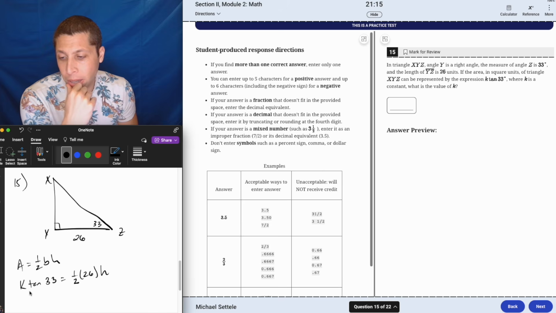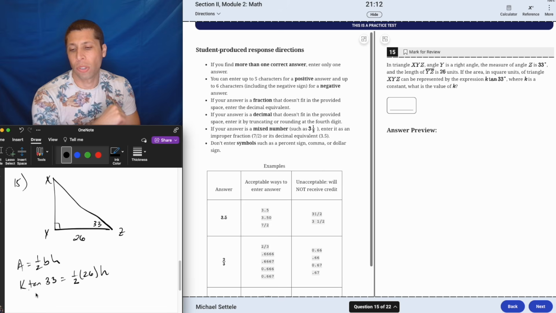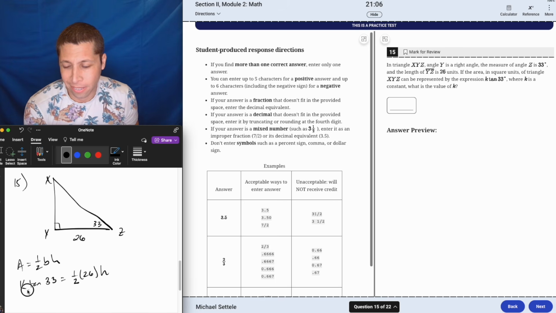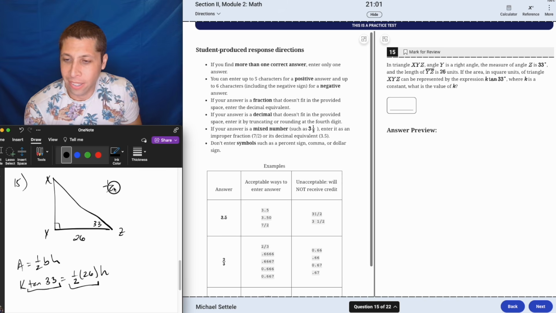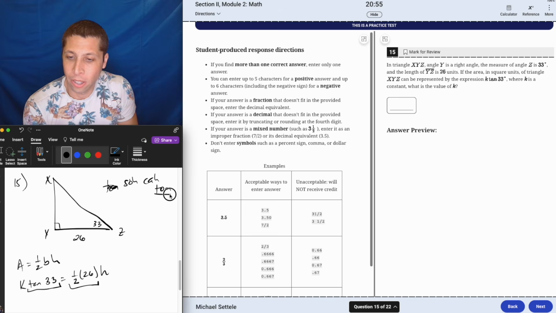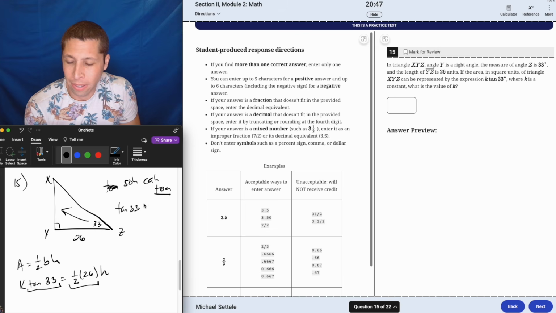Can I just, tan 33 is a number. So K is the height. So tan, or so SOHCAHTOA. So tan of 33 is the opposite, so xy, over adjacent, which is 26. So xy, if I multiply the 26, is 26 tan 33.